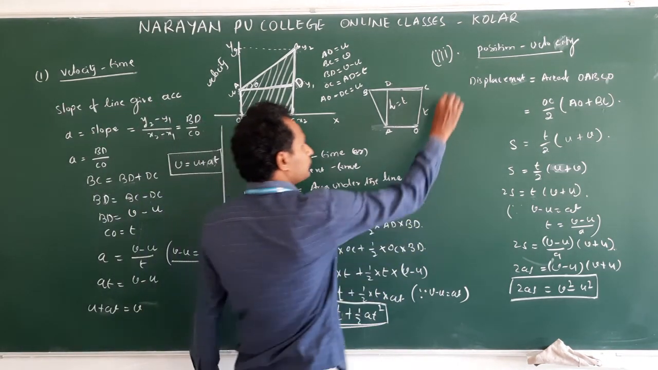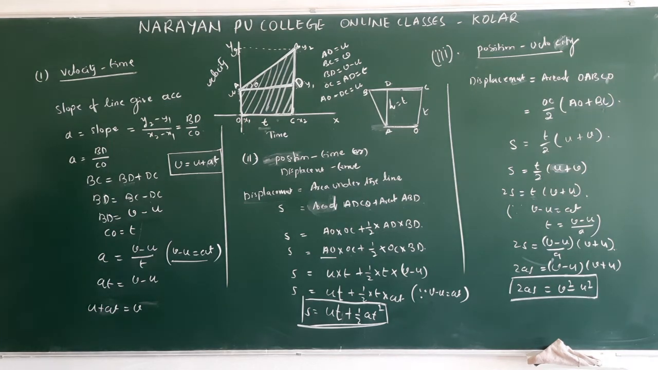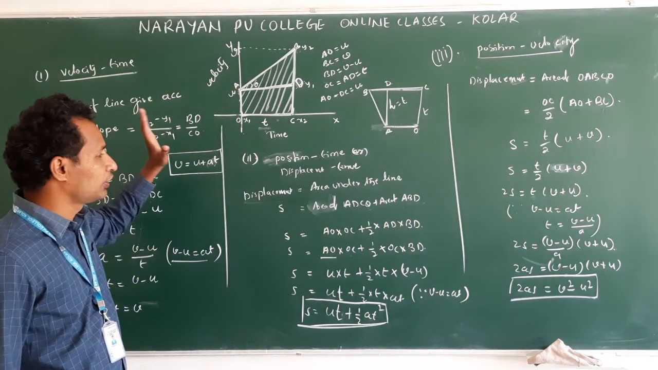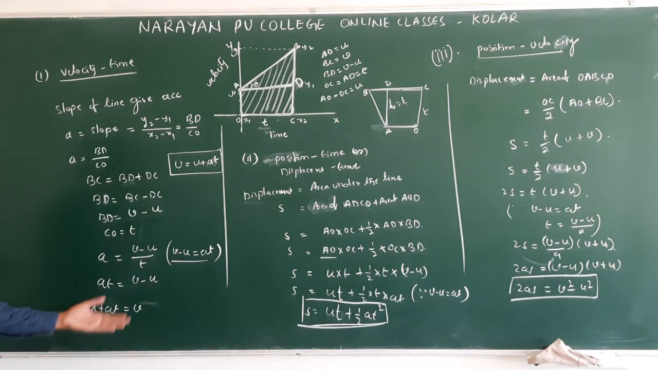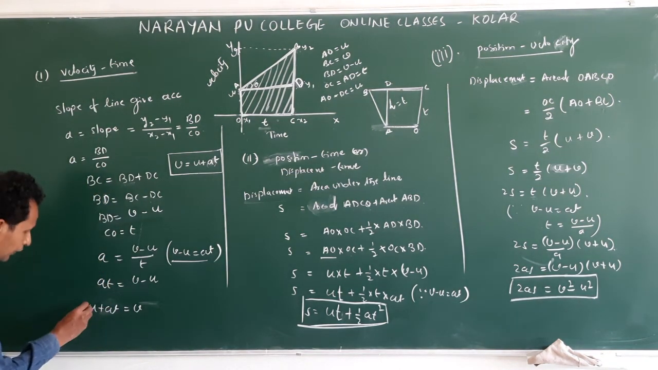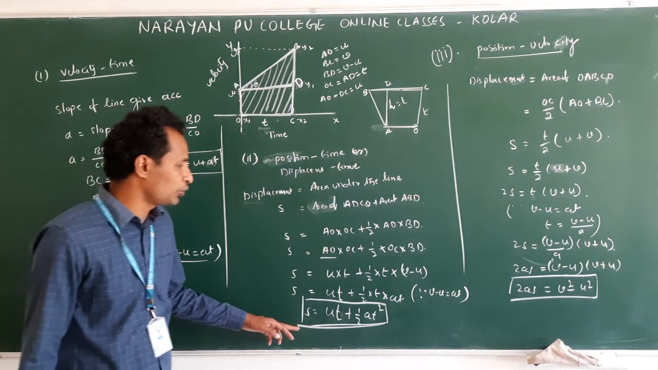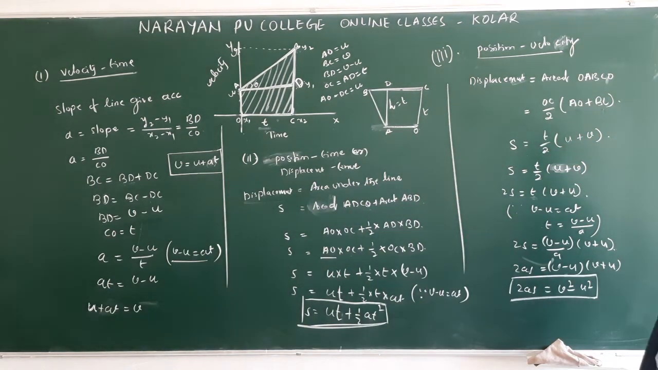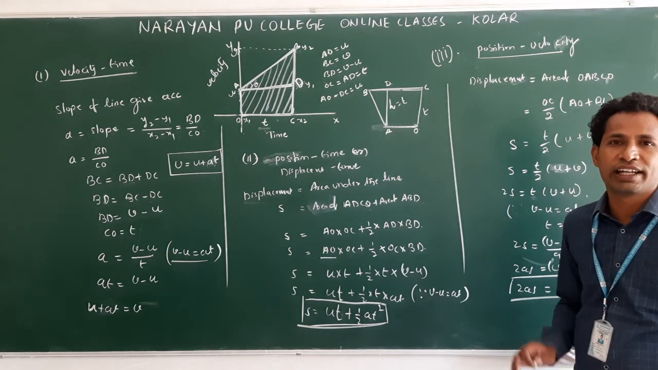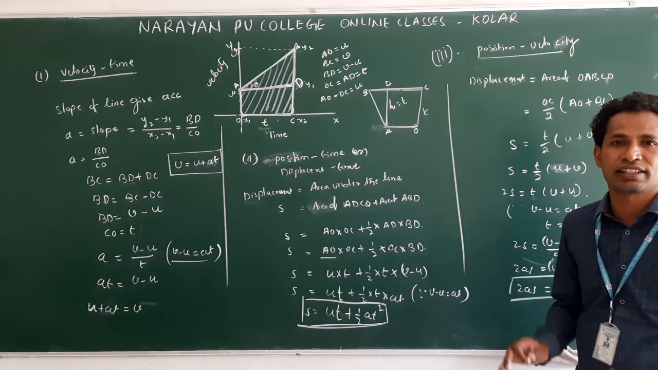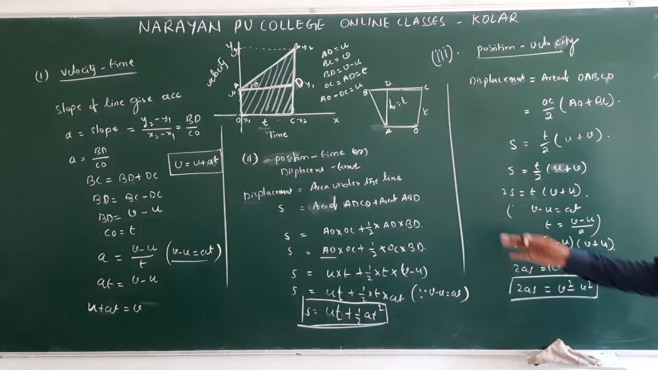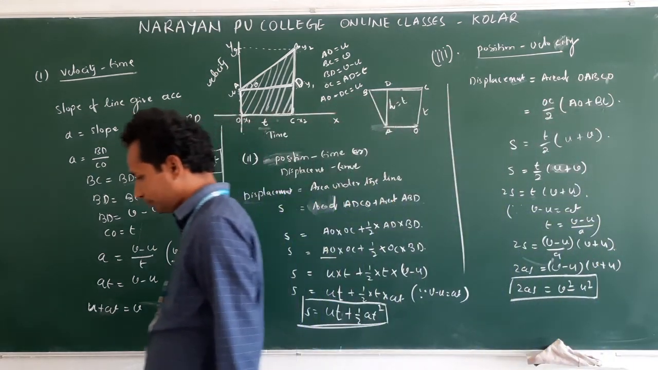So these three equations we derived from which graph? The velocity-time graph. This is the graphical method to derive the three equations: v is equal to u plus at, s is equal to ut plus half at square, and v square minus u square is equal to 2as. These three equations are valid when acceleration is constant or uniform. Clear? So you see and write down these three equations.